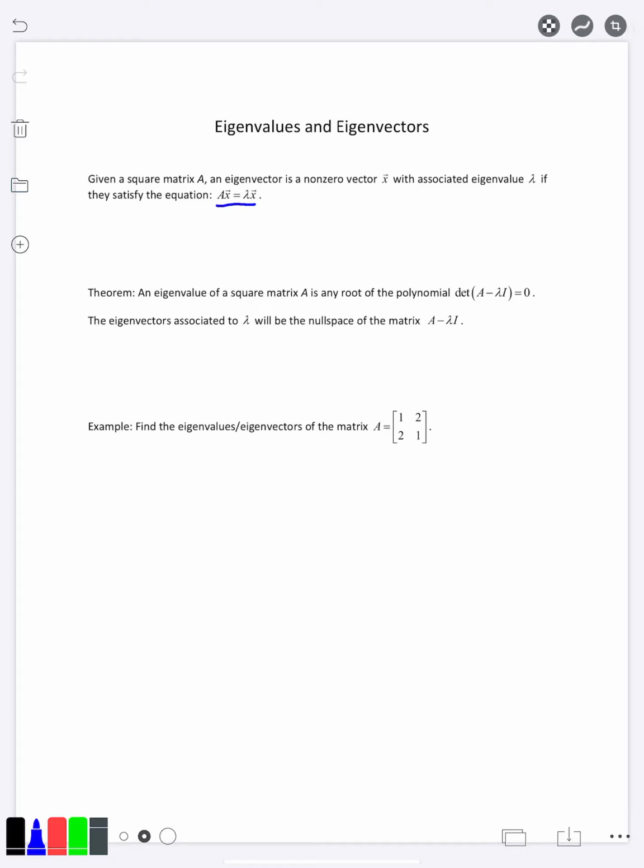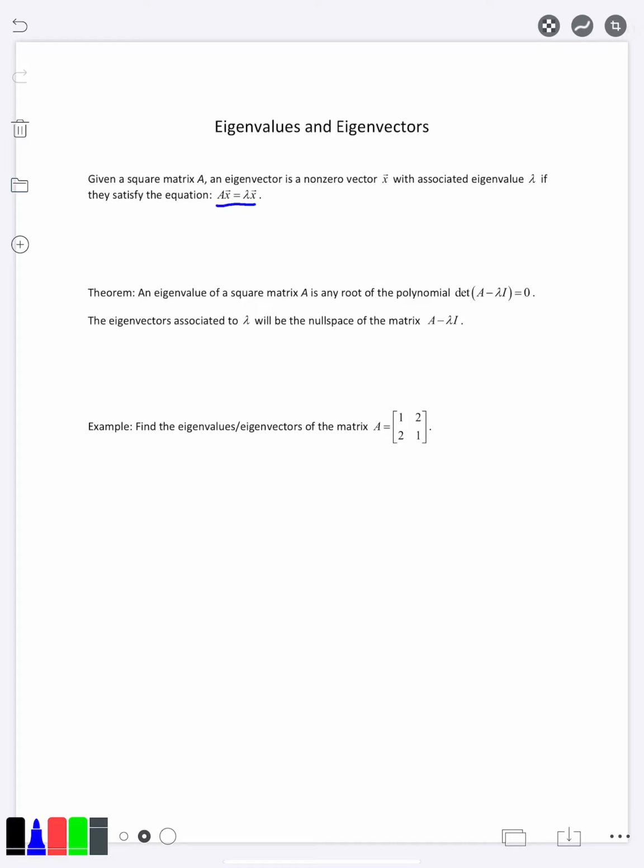Now at first this seems to be coming out of nowhere. Here's this random equation we want to satisfy. So let me give you a little bit of justification for why we care about something like this. The idea is we've learned how matrices represent linear transformations, and some linear transformations will rotate vectors, some will stretch them, some will shear, all sorts of different geometric interpretations here.